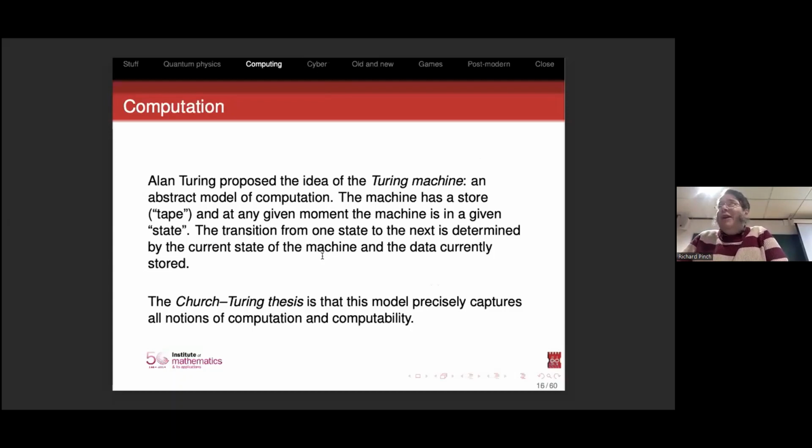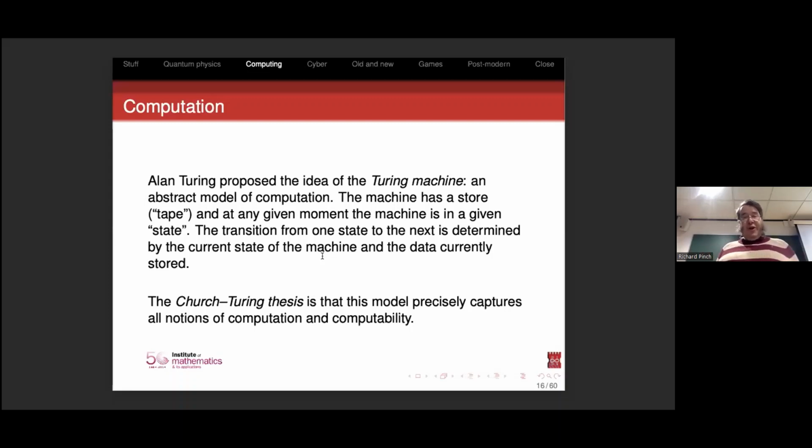So let me talk a bit now about computing. So going back to the 1920s, 1930s, unwinding nearly 100 years, Alan Turing, very pleased to be able to give this talk in a building named after him, proposed the idea of the Turing machine, an abstract model of computation. This machine has a store, and at any given moment it's in a state. It has a program which determines how it moves from one state to another, and what happens to the store, the data that's stored in it when it changes state.